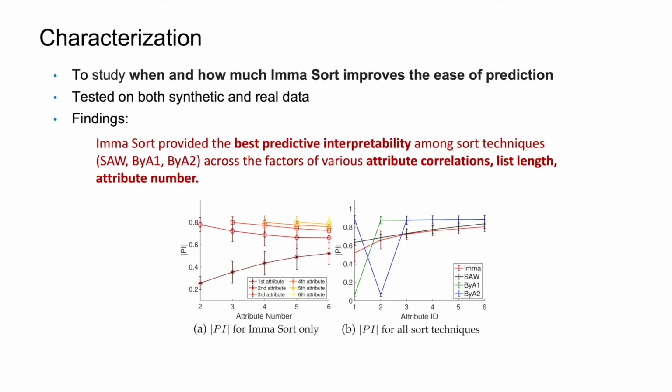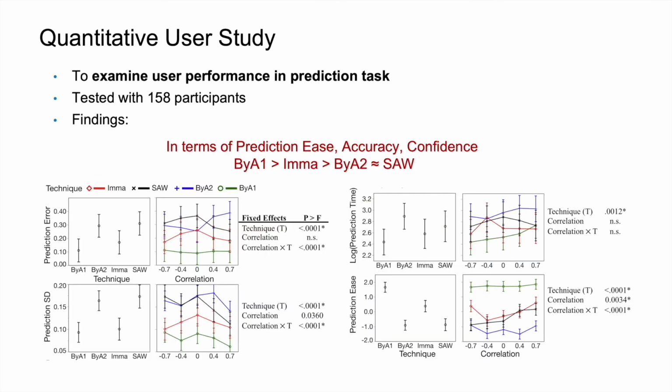In our quantitative user study, we had 2 tasks. In the prediction task, participants were asked to predict the last attribute value given a list. Participants found that Imma Sort improved the ease of prediction, accuracy and confidence compared with Sort and by A2, but was less predictable than by A1, in which the attribute is strictly monotonic.